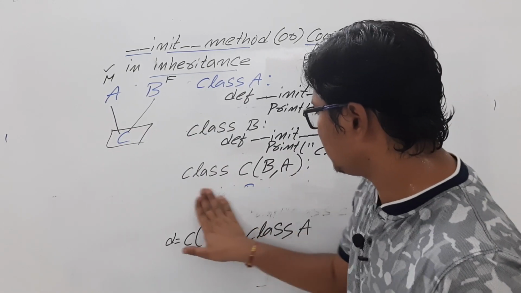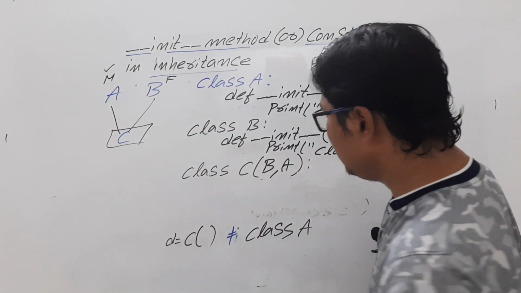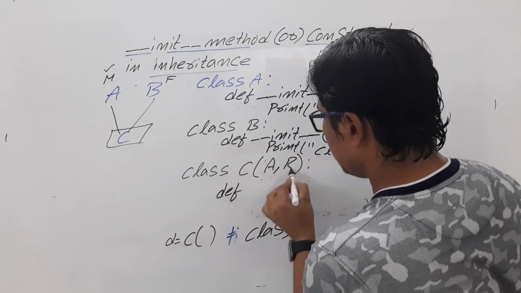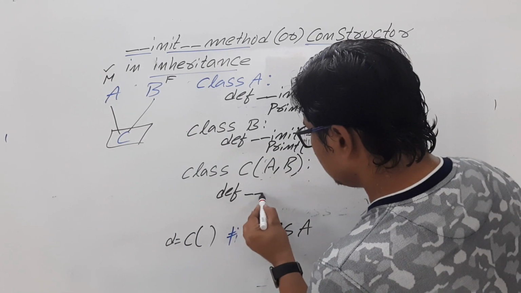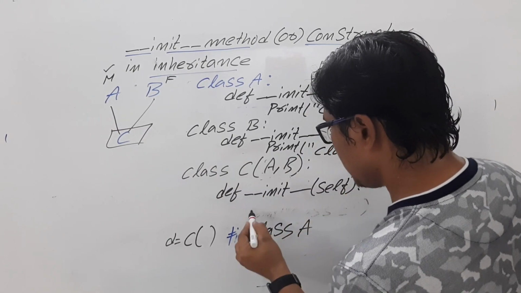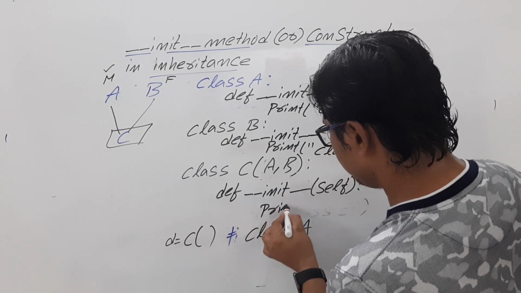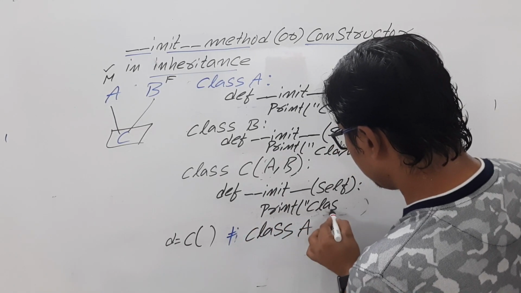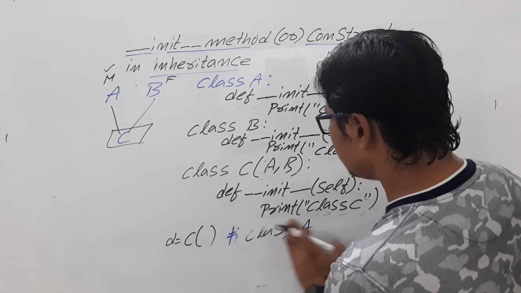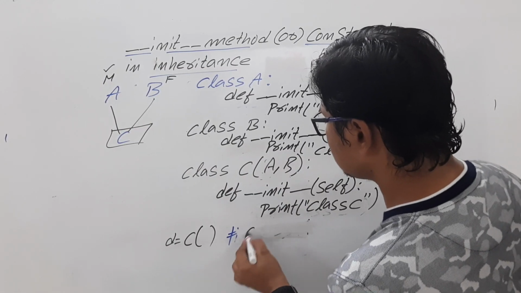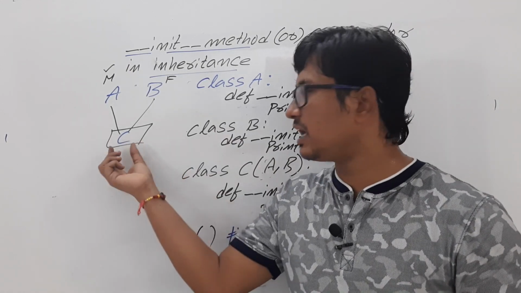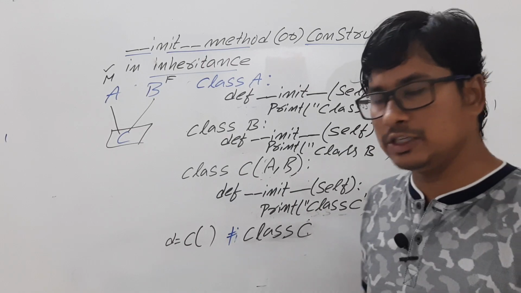Now let's take that I have the init method. Let me write A comma B only. I have the init method in class C also, and here I have a statement called print class C. Then once you create an object D for the class C, you know what output you will get. You will get the output as class C. Am I right or wrong? Because first it will verify whether it has an init method or not. If it has, then it will be displayed as the output.